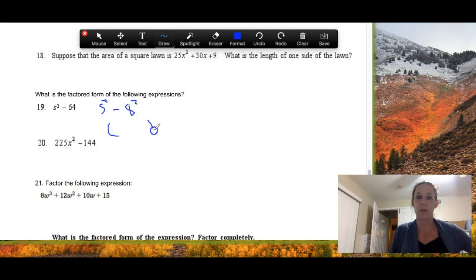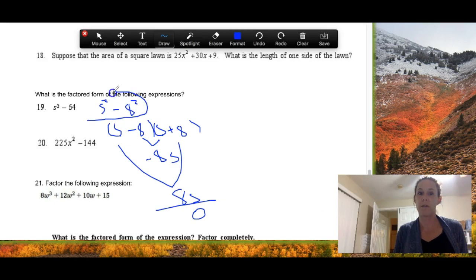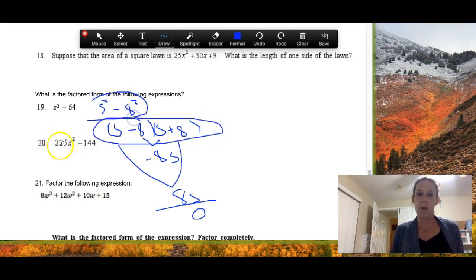Difference of perfect squares looks like this: S minus 8 and S plus 8. Now remember, the reason why when you multiply this out you don't get a trinomial is because with difference of perfect squares, the inner term, negative 8s, and the outer term, 8s, they add together. Negative 8s and positive 8s is 0. That's why there's no middle term, okay? So one's positive, one's negative. Oh, sorry, here's your answer. There's your factored form.